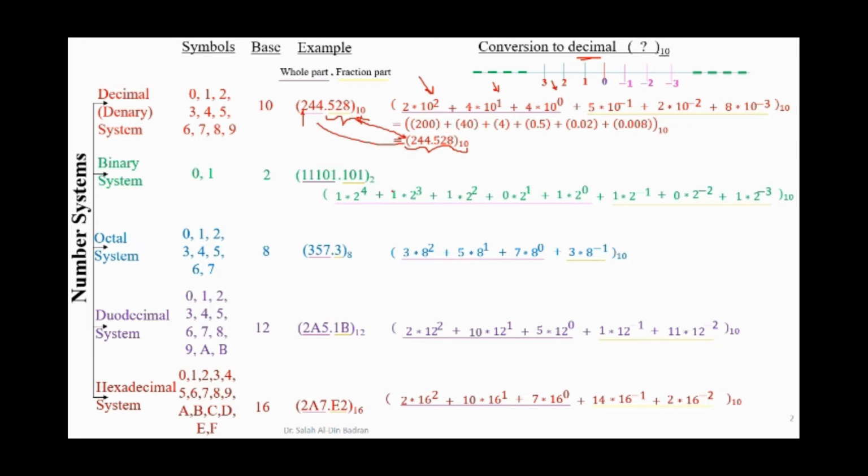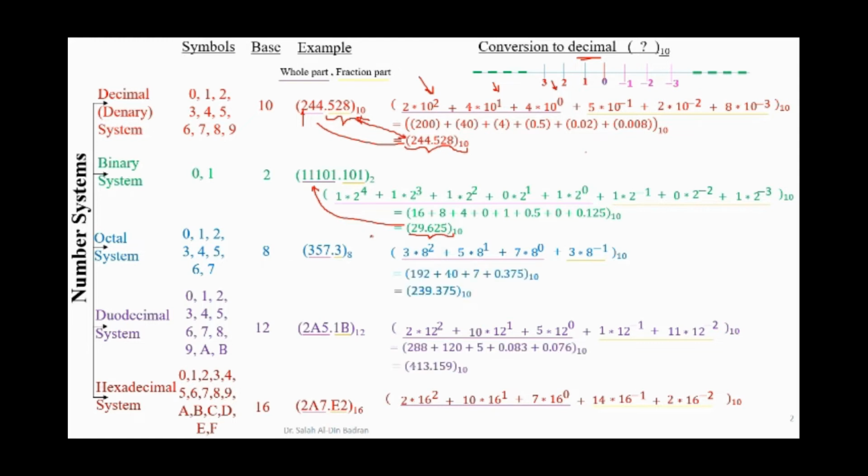But this is not the same case with the rest of the systems. Let's see this number. You see, this is the final result. This is a decimal number that corresponds to this binary number. The same thing for octal, duodecimal, and hexadecimal. You can check your result using your calculator.